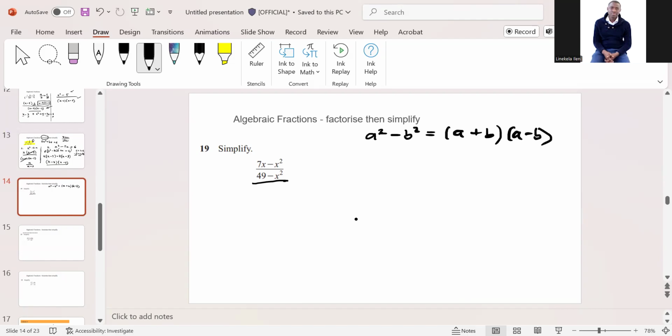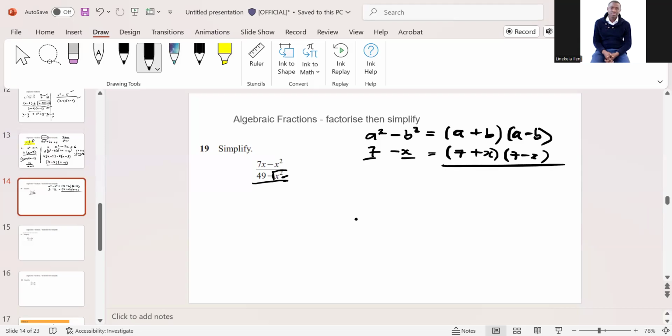times a minus b. The square root of 49 in this case is obviously 7, so my a will be 7. And the square root of this guy will be x, so my b will be x. Then already I know to factorize this one, this is my a, that is my b, so that will be 7 plus x, and then 7 minus x. So this is already my denominator factorized.